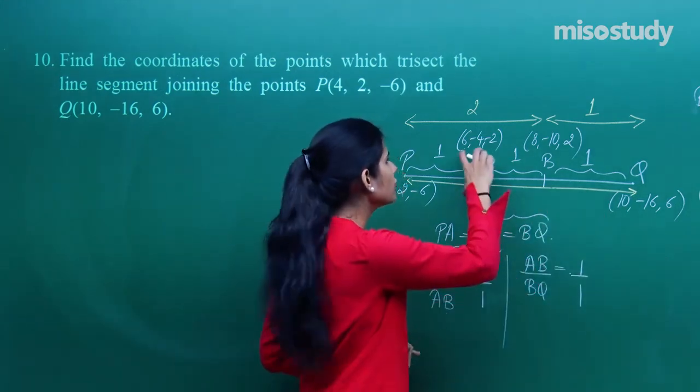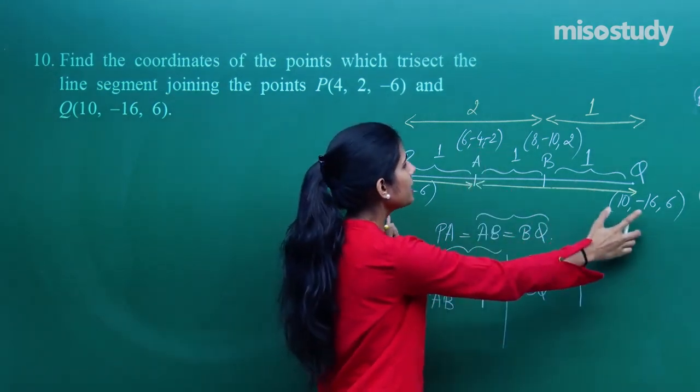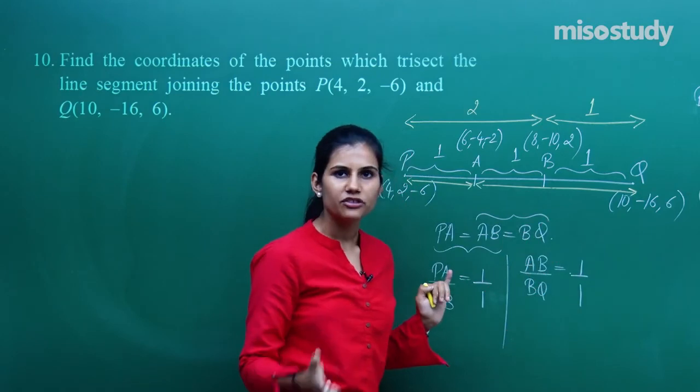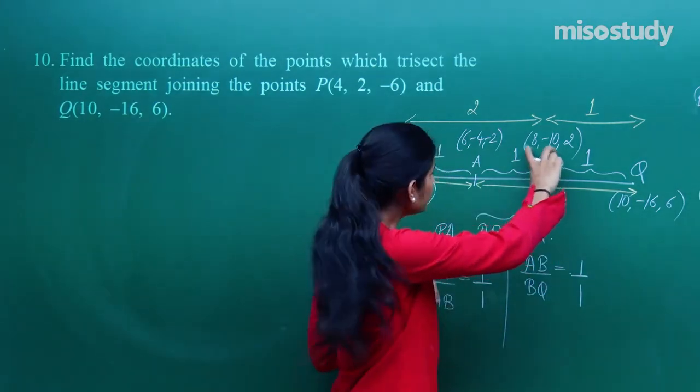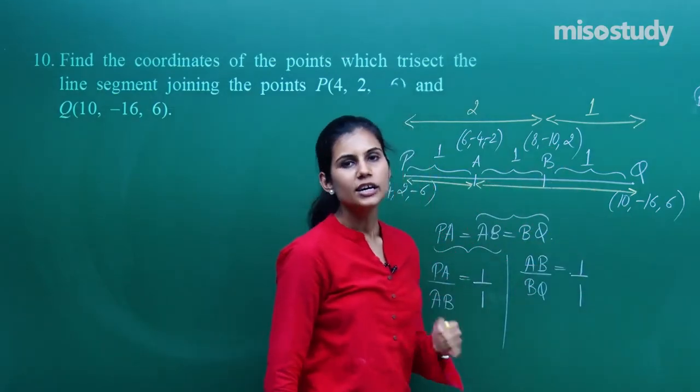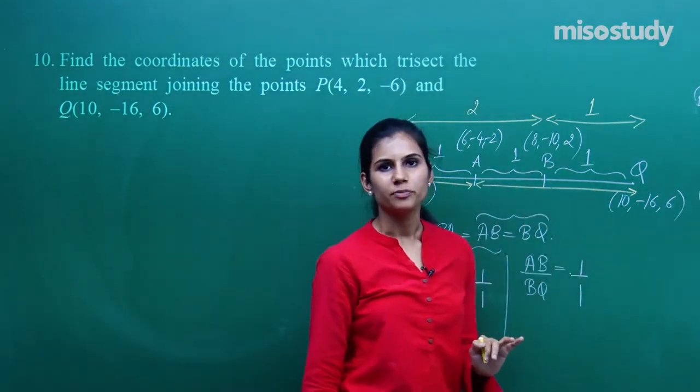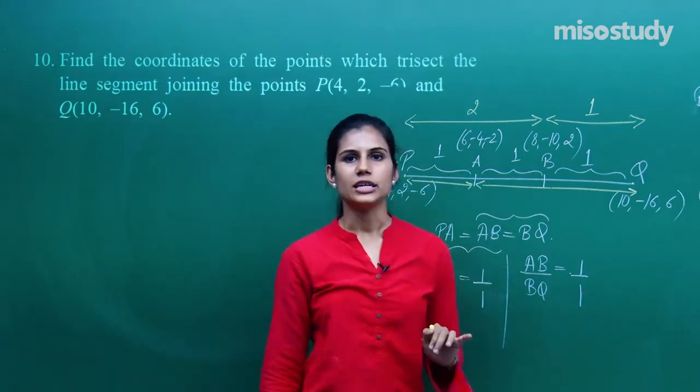Then I just focused upon A and saw A is dividing entire PQ in the ratio 1:2. With the section formula, I calculated the coordinates of A. Then I just focused upon B. B was dividing PQ in the ratio 2:1. So with the section formula, I calculated the coordinates of B, and that's how I have accomplished the answer to this question.